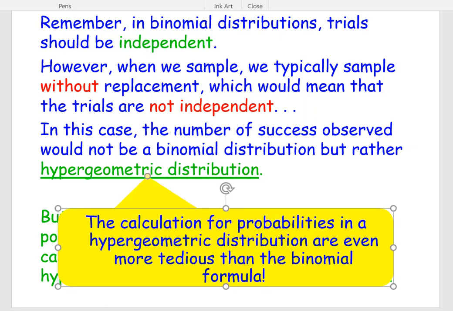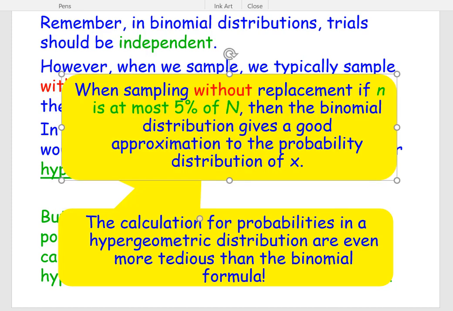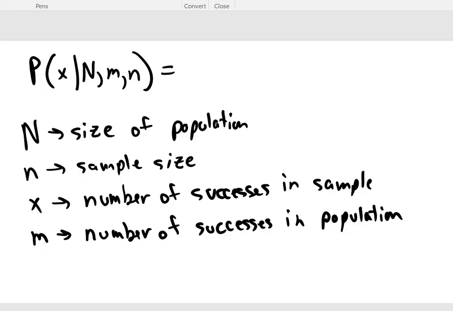So the calculation for probabilities in the hypergeometric distribution are even more tedious than the binomial. They're a little bit longer formula. And again, the sampling without replacement, if the sample is less than 5% of the population, we can stick with the binomial distribution then. So the actual formula for the hypergeometric distribution is given here. Don't worry, you won't be asked to do it as a graded portion of the class, but I wanted to throw it out there.